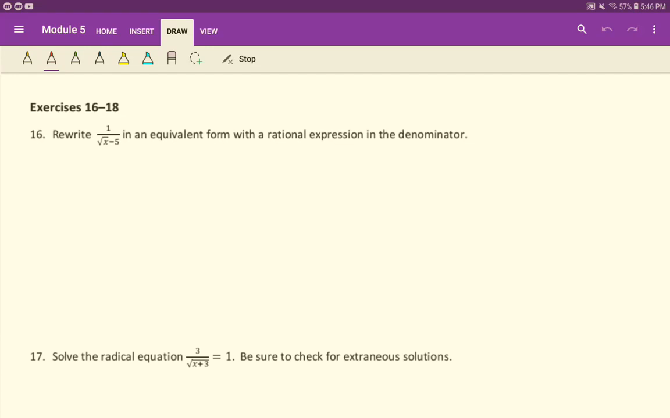This is a marathon lesson here, lots of videos for this lesson, and we're going to continue on with our work here with radicals and stuff like that. So in exercises 16 to 18, we have a bunch of different directions here. 16 asks us to rewrite 1 over the square root of x minus 5 in an equivalent form with a rational expression in the denominator. In other words, this is just asking us to rationalize the denominator.